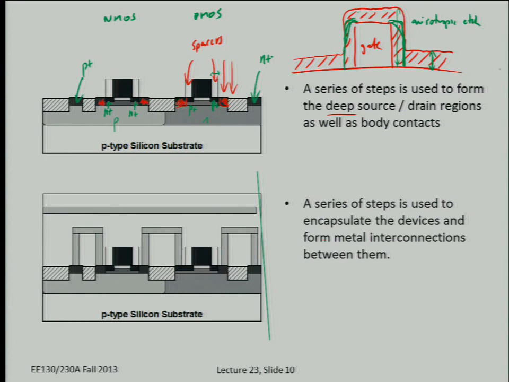All right, and then finally, we deposit oxide and cut holes through it wherever you want to form electrical contact to the source and drain regions, and deposit and pattern thin films of metal to form the wiring to interconnect different regions of transistors together to form your circuit.